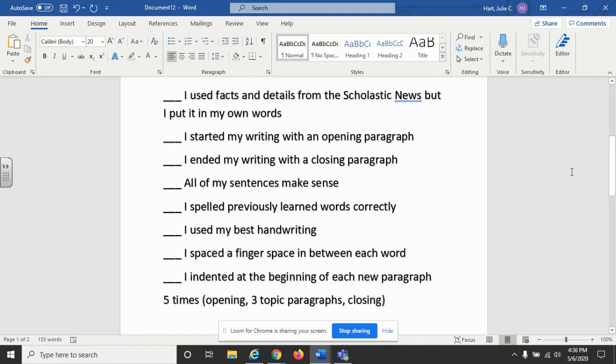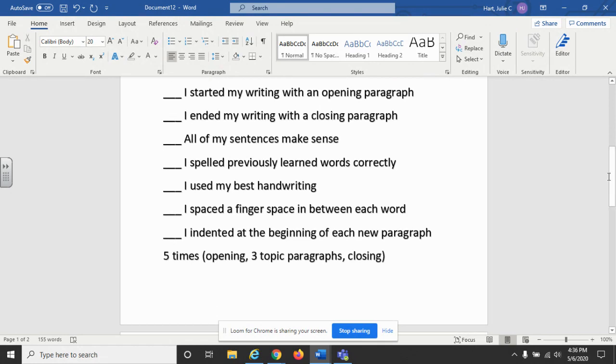Then the next one says, I started my writing with an opening paragraph, and that's your topic sentence. That's where you got that from.